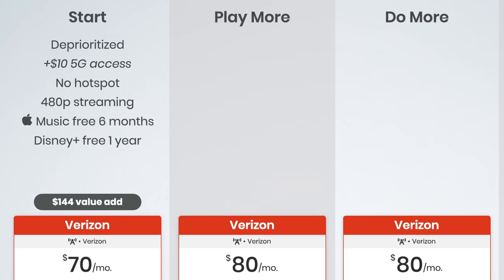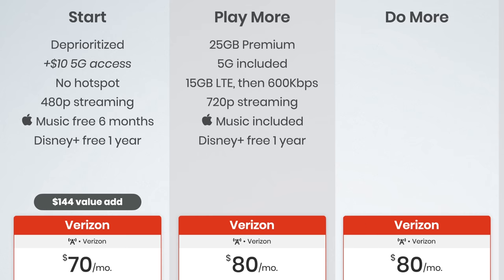Next, Verizon had their Play More plan. This was $80 a month and included 25 gigs of premium data, 5G access, 15 gigs of LTE hotspot data, and then unlimited hotspot data capped at 600 kilobits per second, up to 720p video streaming, an Apple Music subscription included for free, and Disney Plus included for free for 1 year. The total value of these add-ons was $204 over the course of 1 year.